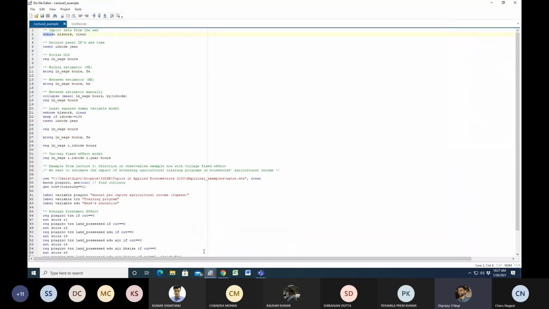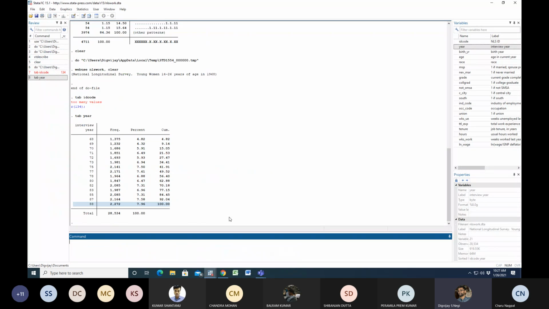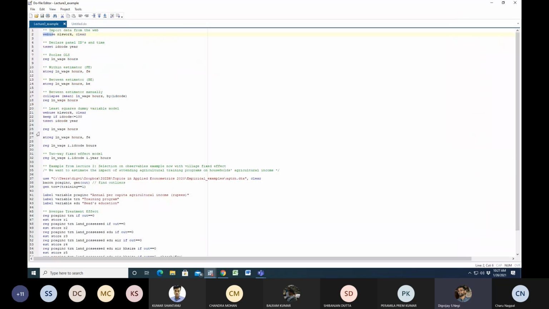So before you run a fixed effects model, what we are interested in here, let's say, is this relationship between log wages and the number of working hours that you have. Okay, so we want to see whether the work hours that you have in a day influence your real wage or not?